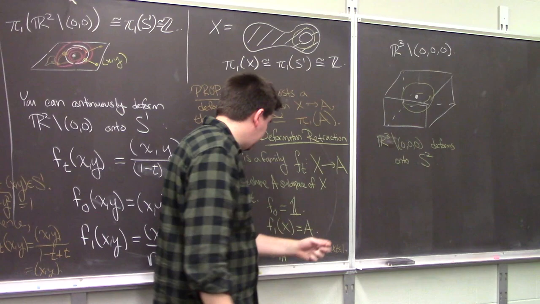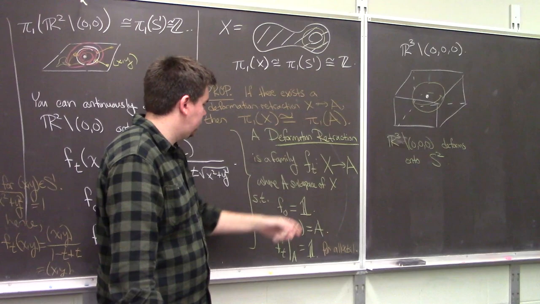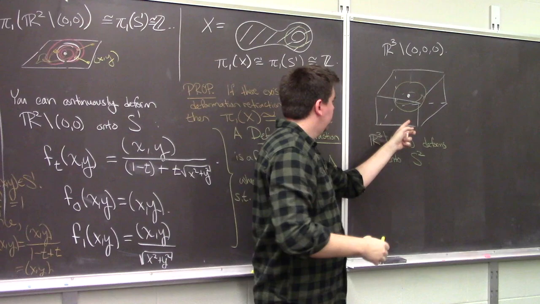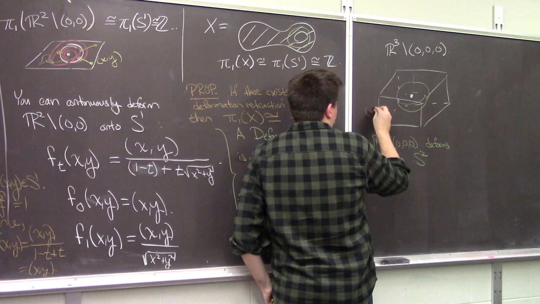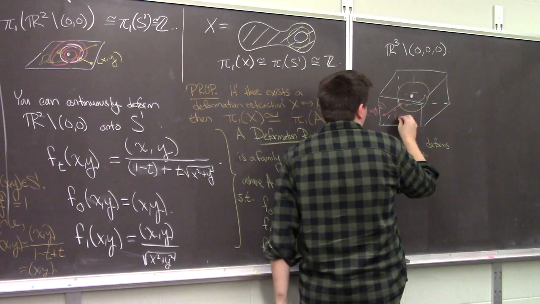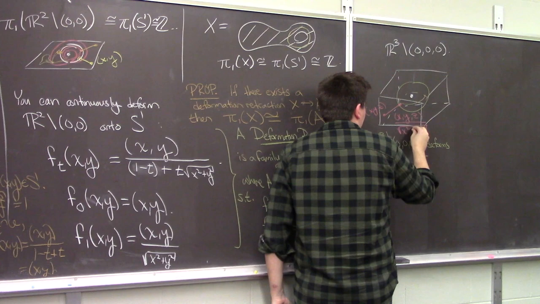Oh, there's one last thing I didn't say, but maybe it was assumed. As usual, this f_t is continuous. So this of course has to be continuous in t. But you can continuously move points onto the sphere. You can imagine some point starting off here at (x, y, z), and over time you just move it to its corresponding point of unit magnitude. So it moves to the point (x, y, z) divided by the magnitude, the square root of x squared plus y squared plus z squared.